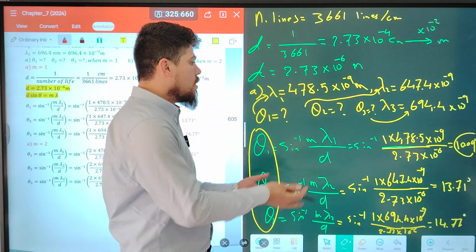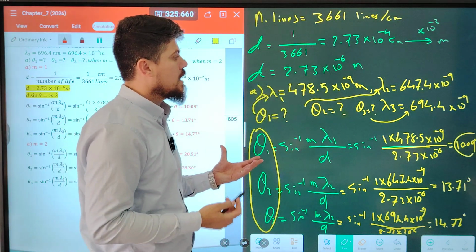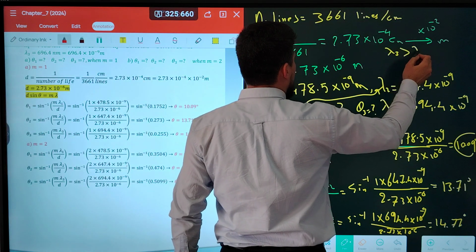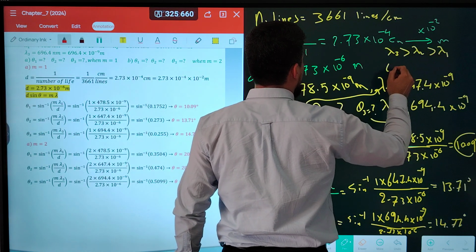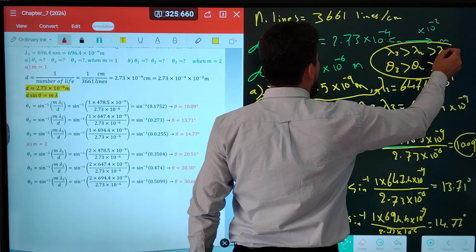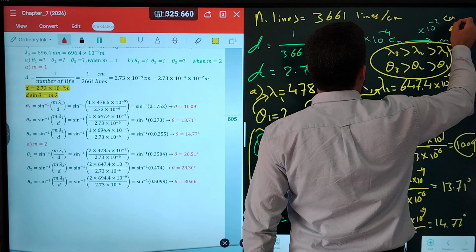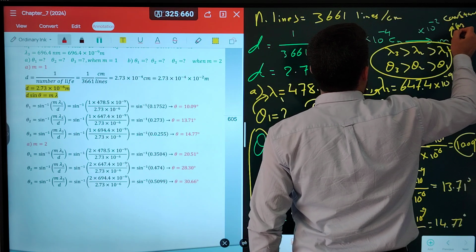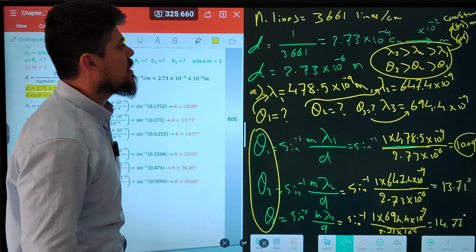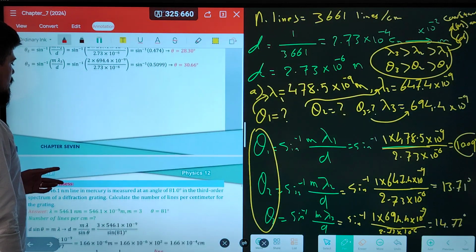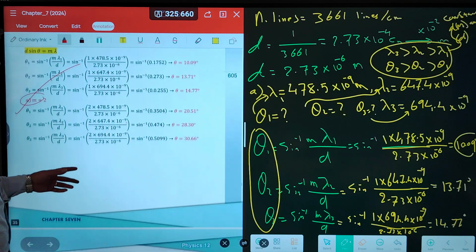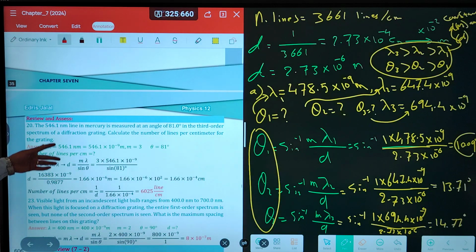So in this way you can find theta for each wavelength, because m is constant and d is constant. More wavelength has more angle. Because lambda 3 is bigger than lambda 2 and lambda 2 is bigger than lambda 1, theta 3 is bigger than theta 2, bigger than theta 1, but at constant what? M and d. Only at constant m and d is theta directly proportional to wavelength. So you have to do the same thing for m equals 2, and you will get more angles.